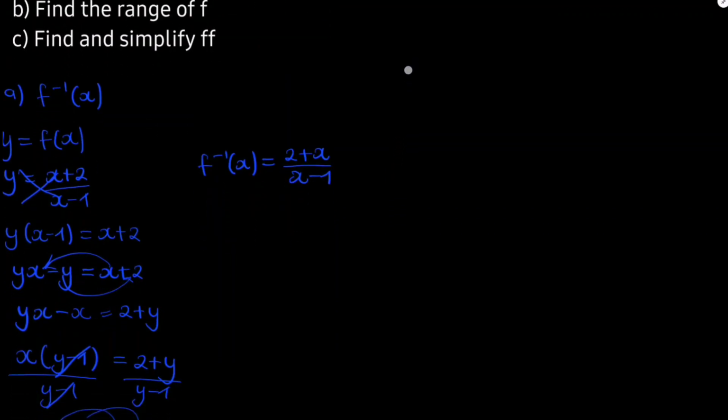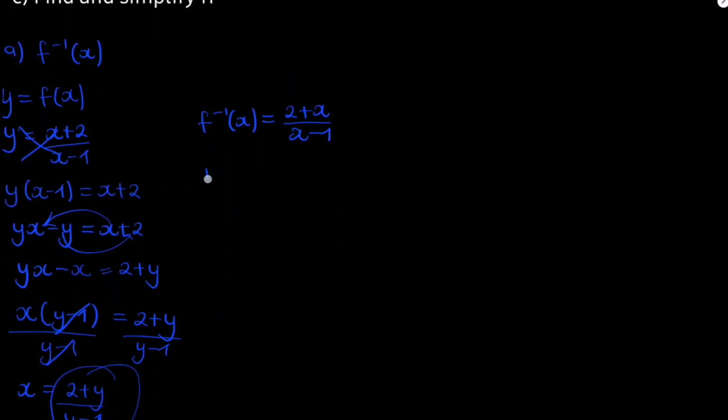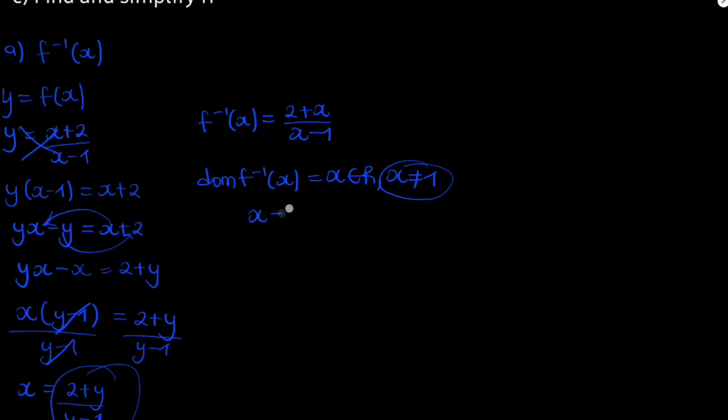Now let us find its domain. The domain of f inverse of x is simply x an element of R and x is not equal to 1. How I got this: you simply take the denominator and equate it to 0 and solve for x. So it will simply be x equal to 1. That is why I have 1 there.